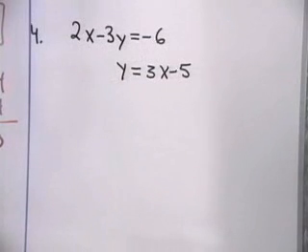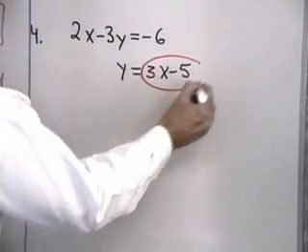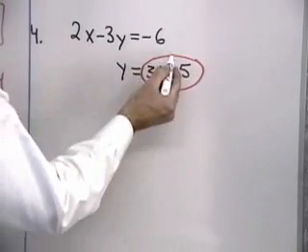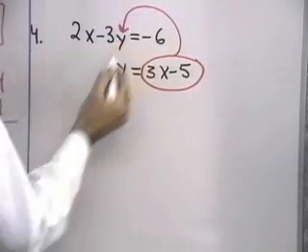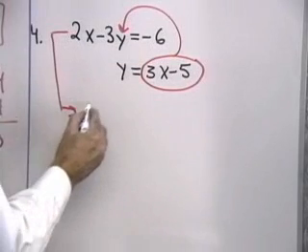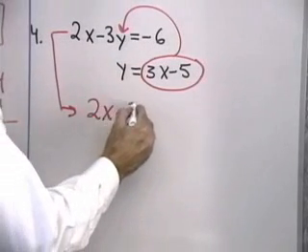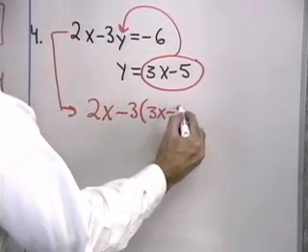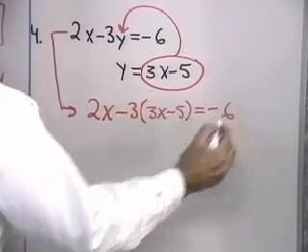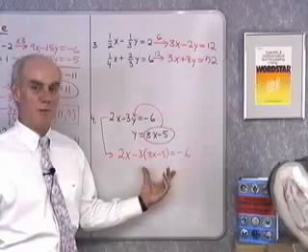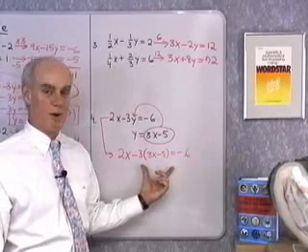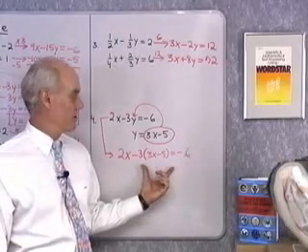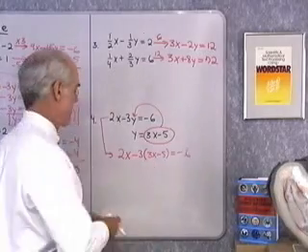So this system is set up to solve by the substitution method. So I'm going to take this expression for y from the second equation and substitute it for y into the first equation. When I do that, I have 2x minus 3 times y, which is 3x minus 5, is equal to negative 6. So essentially, I've done the same thing as I did before. I've eliminated one of the variables from this system of equations. Now I'll simply solve this for x.